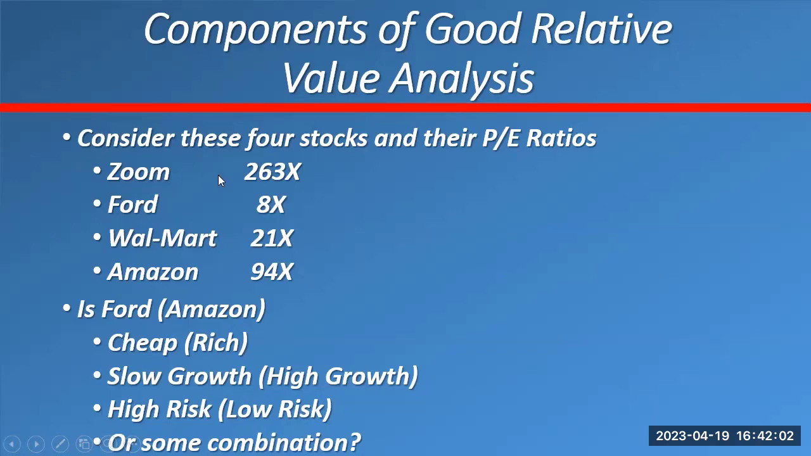So anyway, with Zoom's PE ratio 263, Walmart, wow, it must have been a few months since I've updated this, 21, Amazon 94, Ford 8. What is the market telling us? Is Ford cheap? Is Ford slow growth? Is Ford high risk? And the answer is, could be yes, yes, yes, yes, no. Definitely yes, yes. I think Ford is slow growth.